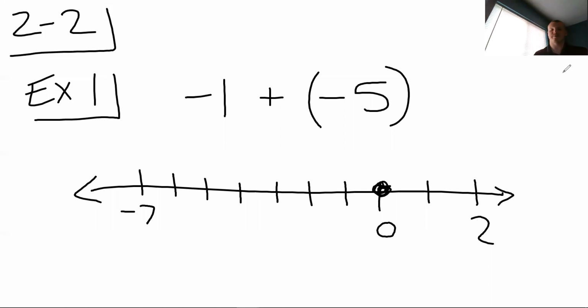Once I start at 0, I'm going to start this equation. I go back 1 because -1 is my first number. I'm now at -1. Then I'm going to add -5 to that, using a different color. Go back 5: 1, 2, 3, 4, 5. My new point is right here, and that is at -6.